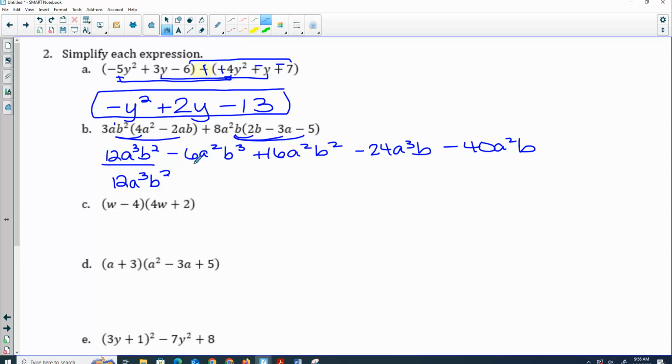When I'm looking at this one, a squared b to the third, do we have any other a squared b to the thirds? No, so we just keep it. Do we have any like terms here? No. So do I really even need to rewrite it? No. You're checking for like terms, but I didn't give you any, so that's our answer.